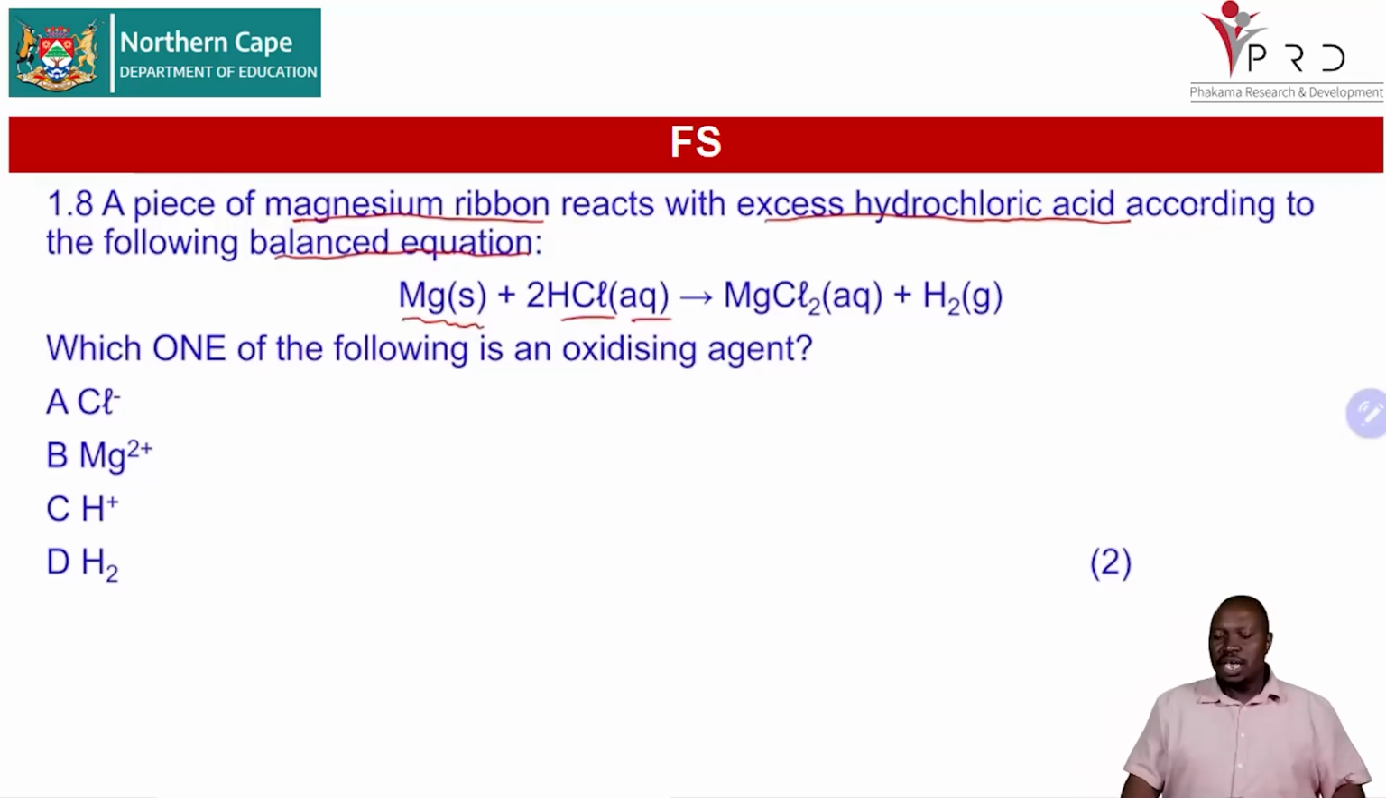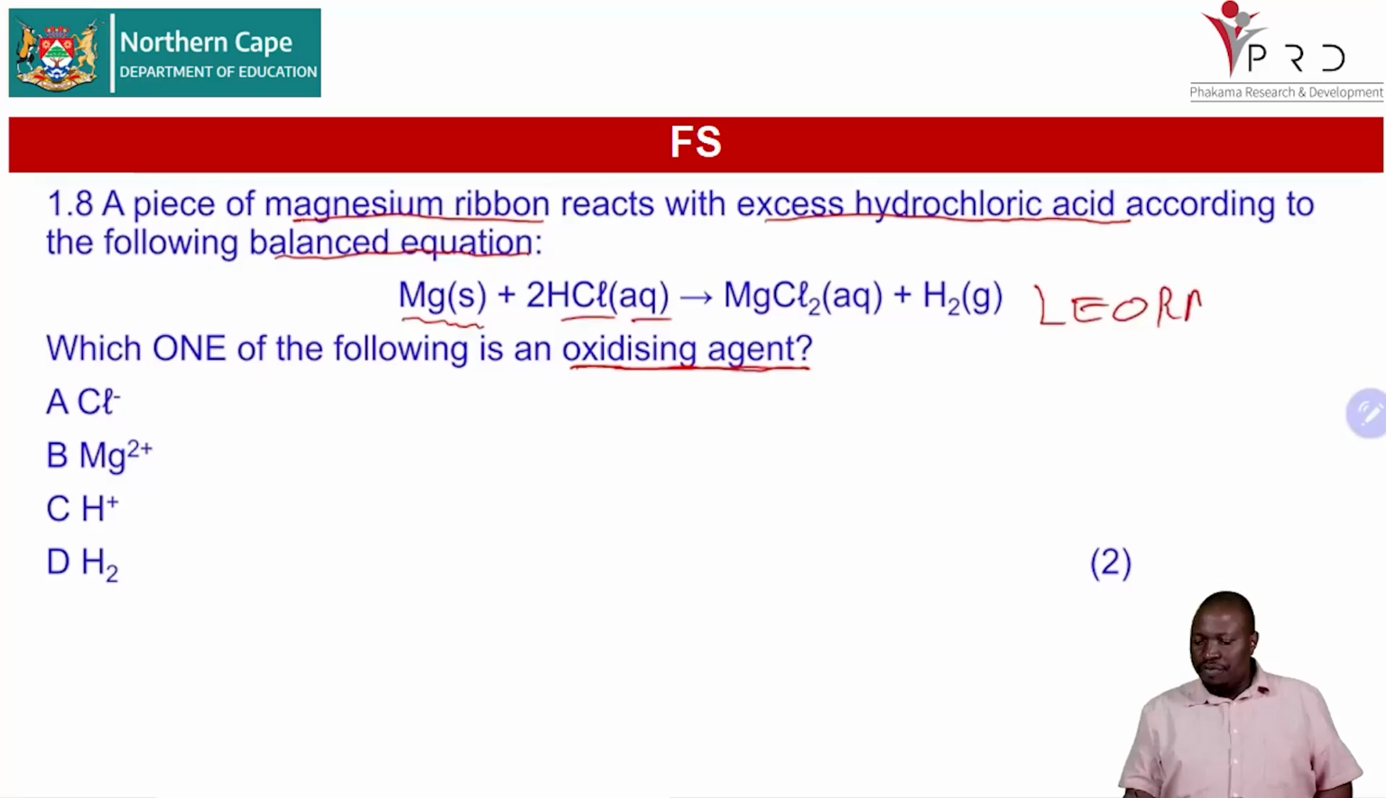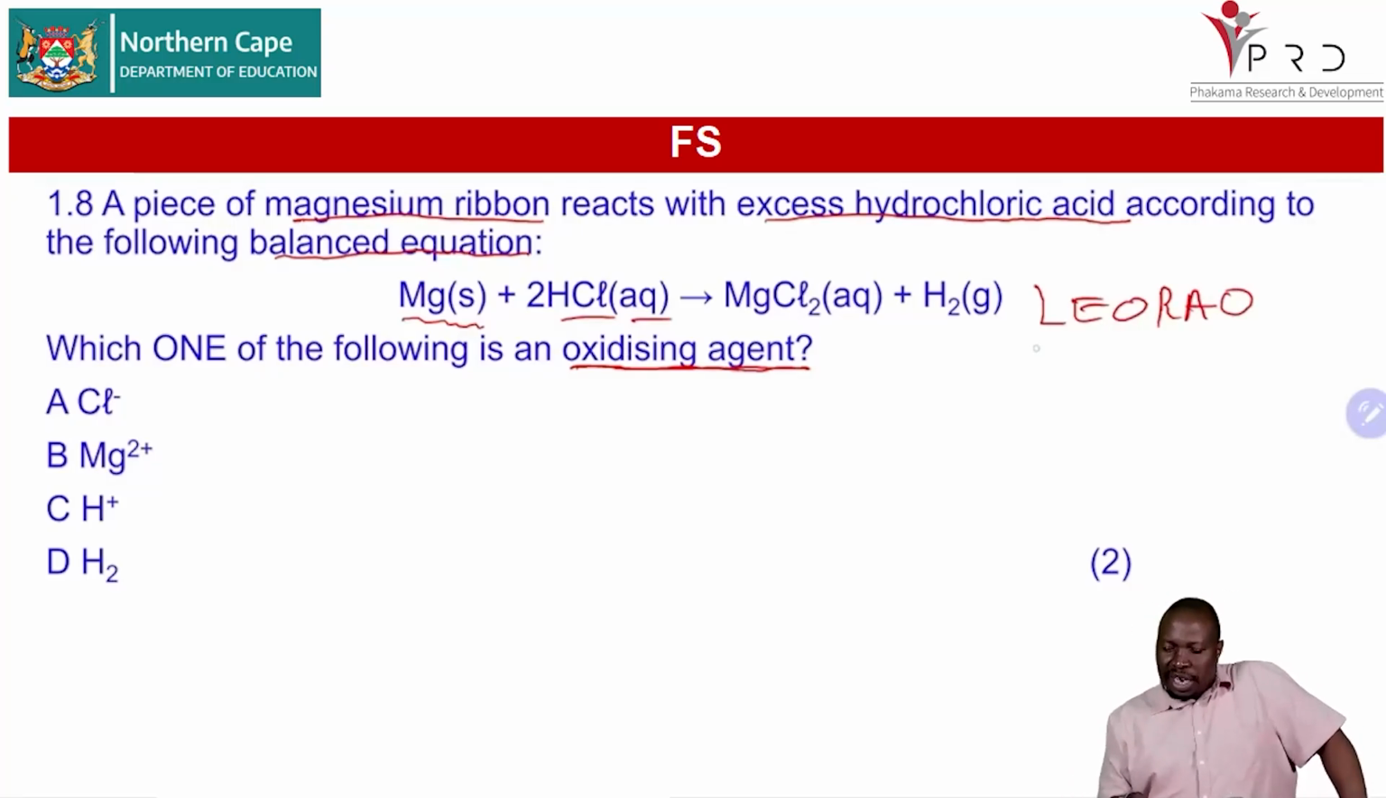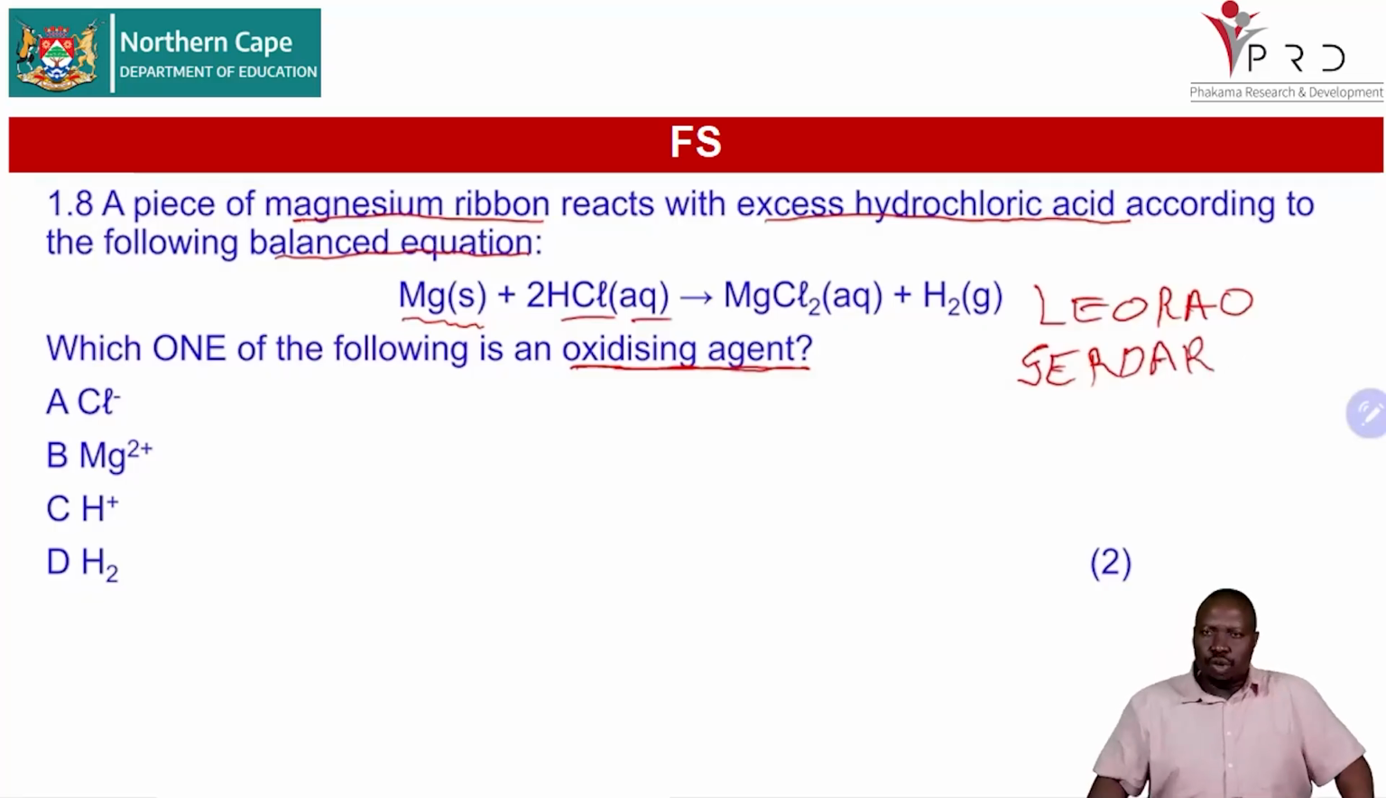Now, the question is asking, which one of the following is an oxidizing agent? Remember, by definition, when we started, we said loss of electrons is oxidation. That's where we find our reducing agent, and the reducing agent is oxidized. But for the oxidizing agent, we said gaining of electrons is reduction. That's where we get our oxidizing agent, and our oxidizing agent will be reduced. So it's very important to know that if we are asked which one is the oxidizing agent, we are asking which one will be reduced in this reaction.